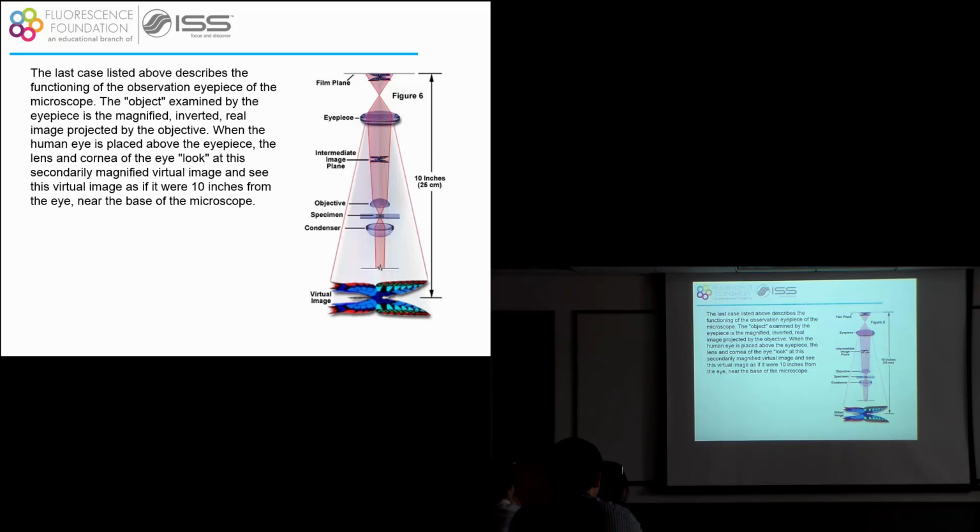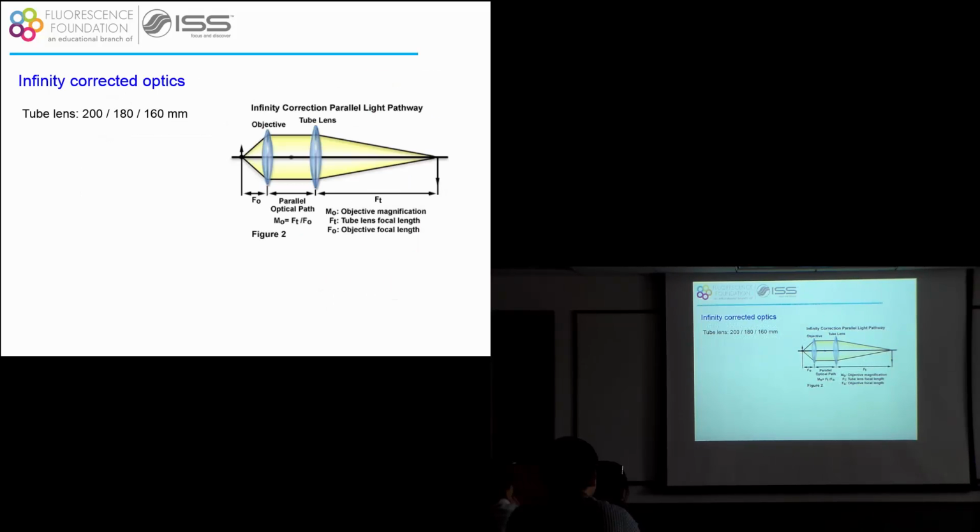It produces an intermediate plane here, and when we place our eyes, so our cornea up here, we project an image of the real image here down at about 25 centimeters, and this is due to the curvature of our cornea. And so this is just the principle of how the microscope works. In reality, the microscope is obviously a little more complicated.